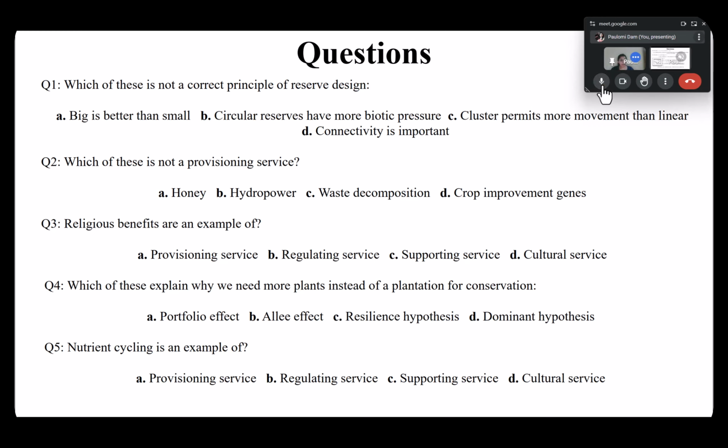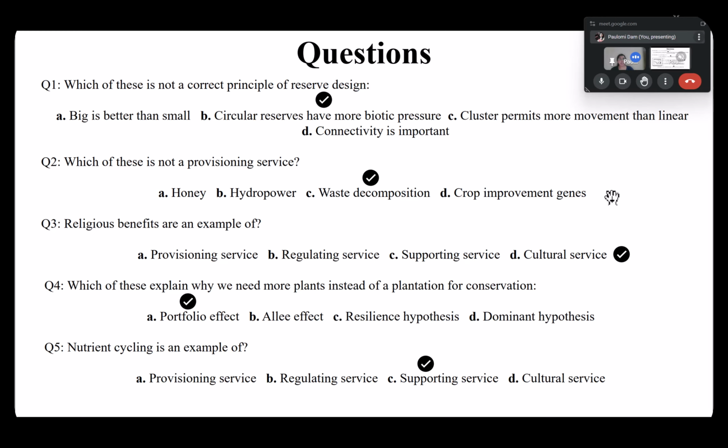Right. So let me give you the answers. The first one is, which of these is not a correct principle? Circular reserves and more biopressure is the wrong one, because we have discussed this in terms of the zone of influence and we have seen how circular reserves have less zone of influence as compared to the linear one. The other three are correct. You need a big reserve, which is better than a smaller one. You want a cluster, then a linear arrangement of the reserve, and you want them to be connected.